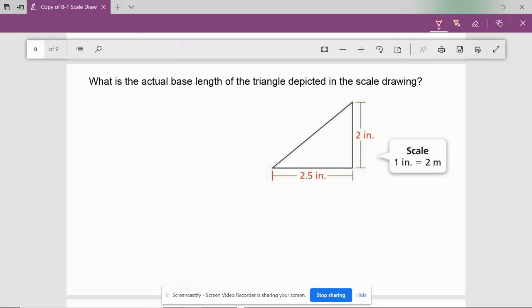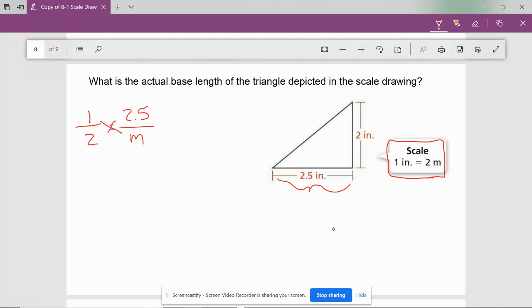What is the actual base length of the triangle depicted in the scale drawing? Okay, so again, we look at our scale, and here's our scale right here: 1 inch to 2 meters. So I'm going to write that over here, 1 inch to 2 meters. And if we look at what we're trying to find out, which is base length, I have inches over meters, so I'm going to put 2.5 inches, because that's what I'm trying to figure out, over what we're trying to figure out.